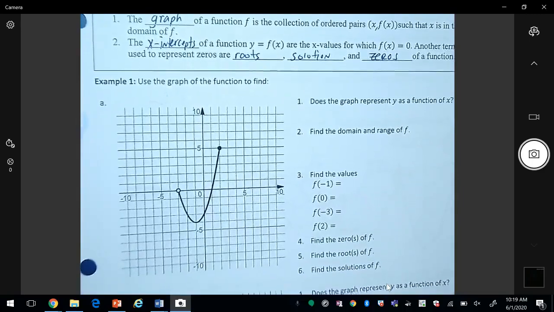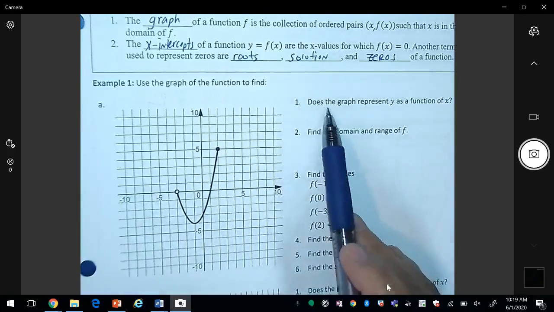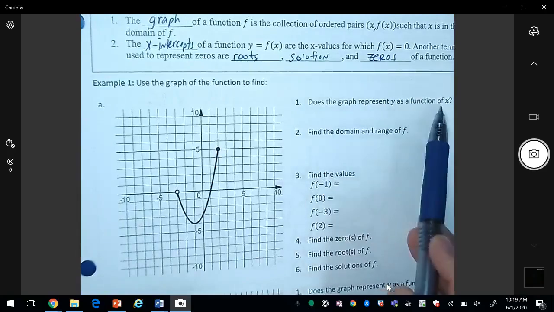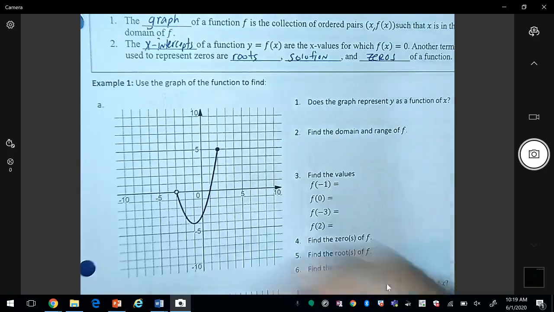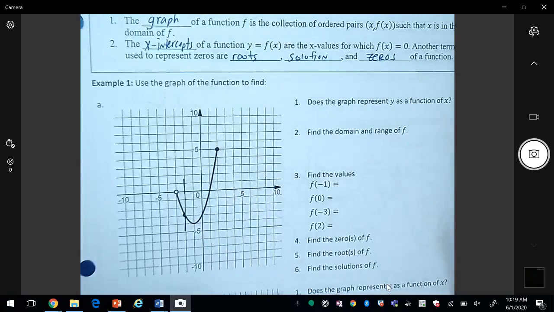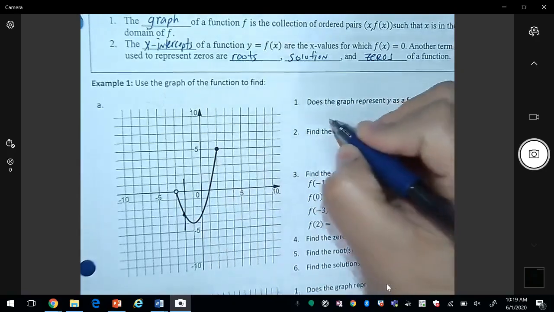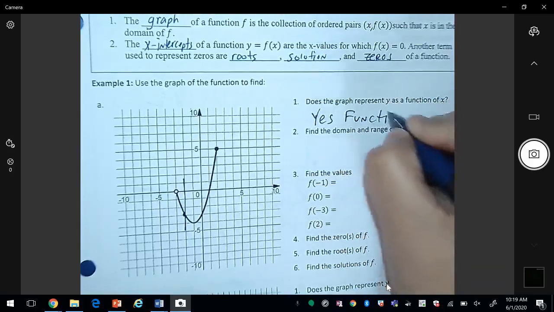Use the graph of the function to find the following. First, does the graph represent y as a function of x? So we can use a vertical line test. And so if I draw a line anywhere on my graph, I can see that it crosses in one point. So I would say that this is a function since it passes the vertical line test.